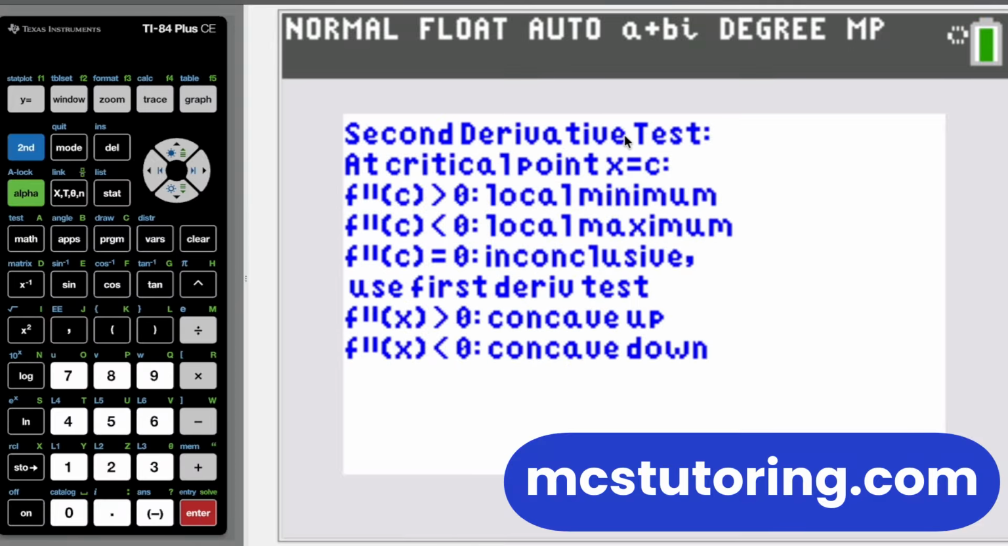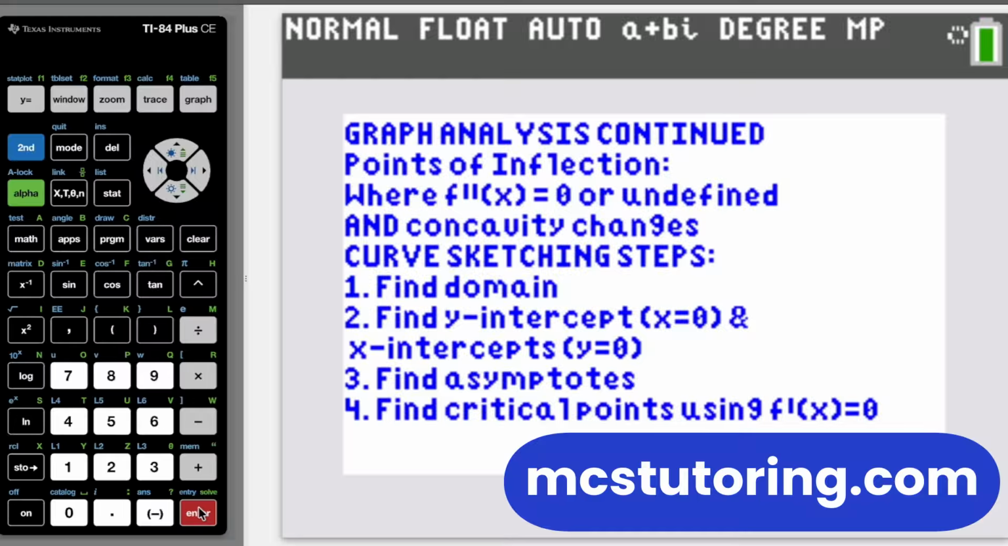And then, continued, second derivative test at critical point x equals c. f''(c) greater than 0 means it's a local min. f''(c) less than 0 is a local max. f''(c) equals 0, it's inconclusive. Use first derivative test. If f''(x) is greater than 0, concave up. f''(x) less than 0, concave down. Points of inflection: f''(x) equals 0 or undefined.